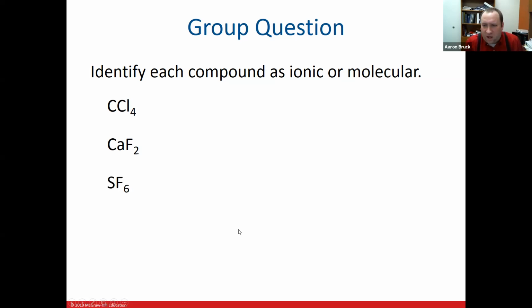SF6, sulfur hexafluoride. Give me an I for ionic or an M for molecular. All right. Once again, we're on the right track. M for molecular here. Sulfur is a nonmetal. Fluorine is a nonmetal. Two nonmetals together, we've got ourselves a molecular compound. All right, here's one.